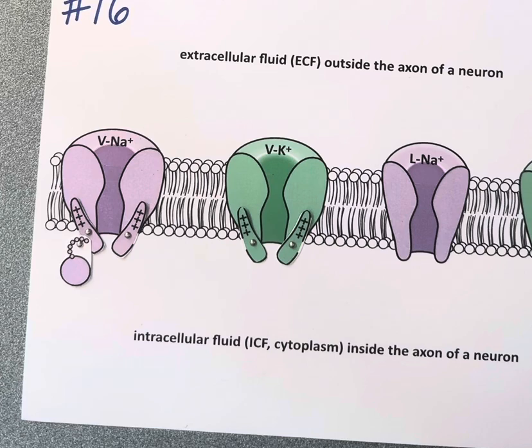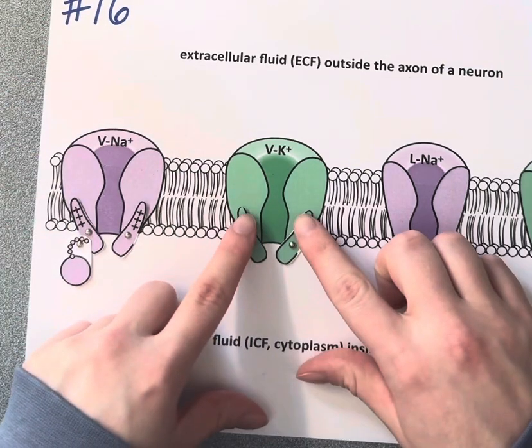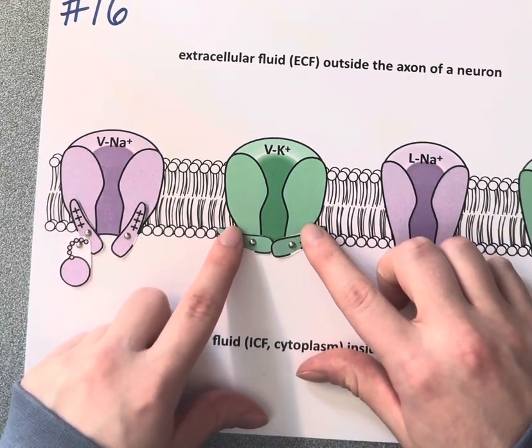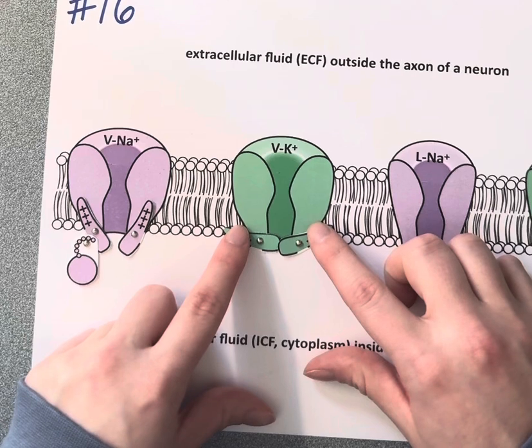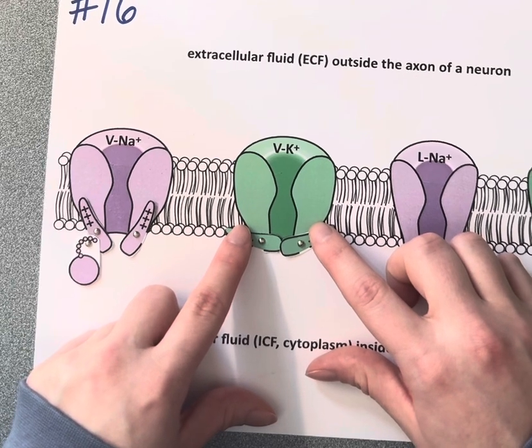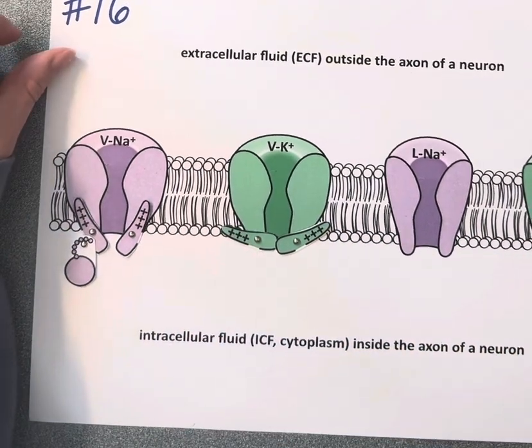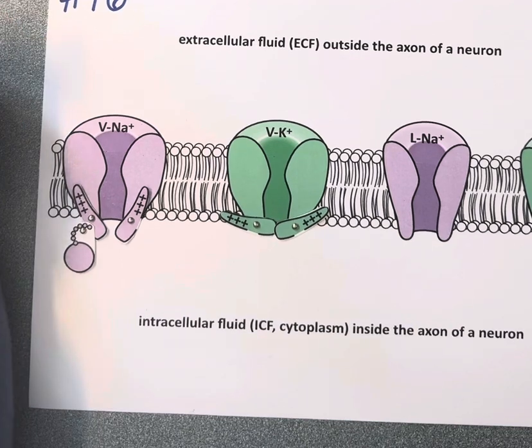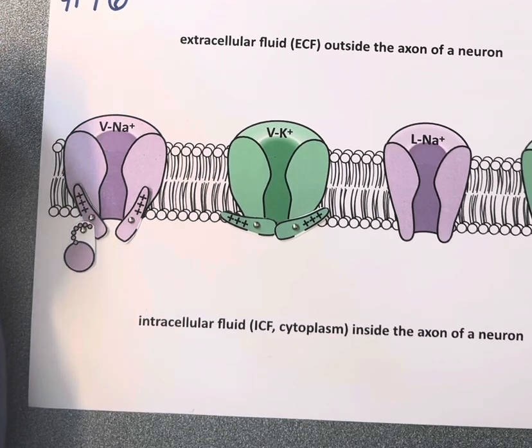The VK+ activation gate closes about 0.5 milliseconds after the cell should reach resting potential, but with continued Na+ entry, closing K+ channels worsen the depolarization.